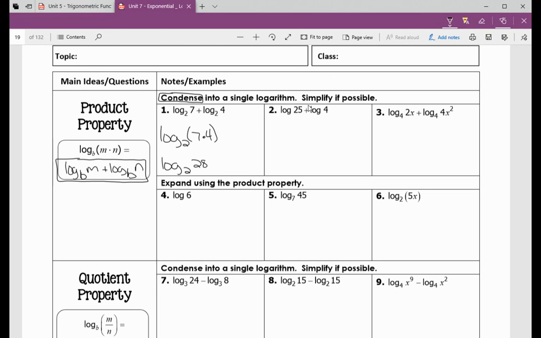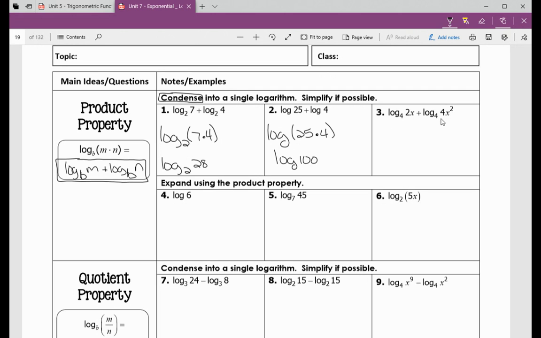So here I have a log plus a log. What's the understood base when you don't see one? Not 1. 10. Understood base is 10. So both of those have little 10s right there, but you're not ever going to see them. Okay? So I have a log plus a log, so that allows me to condense it to 1 log base 10 of 25 times 4. And then I can multiply my 25 times 4 and get log of 100.